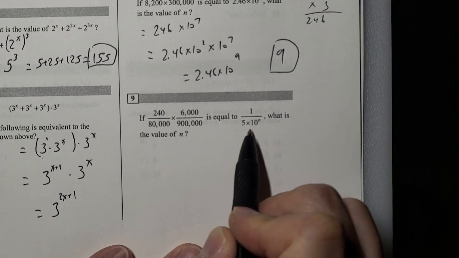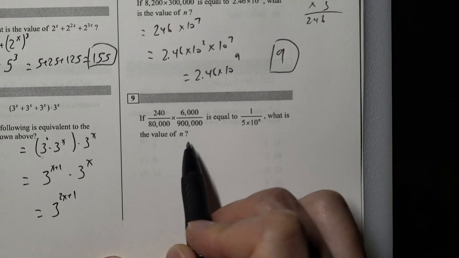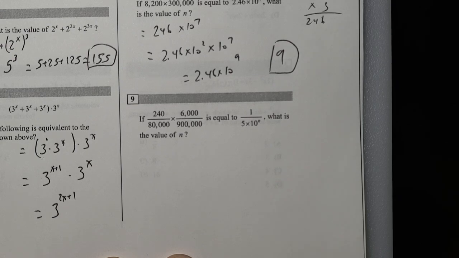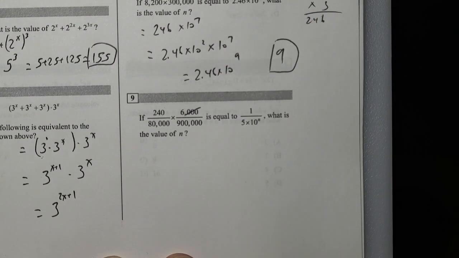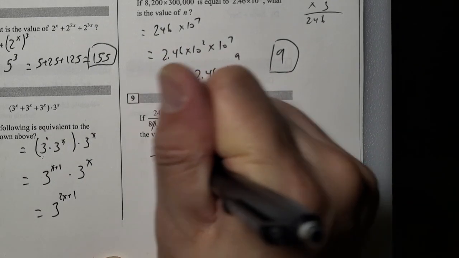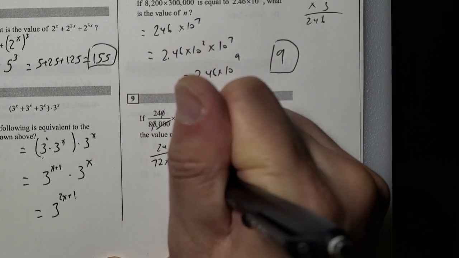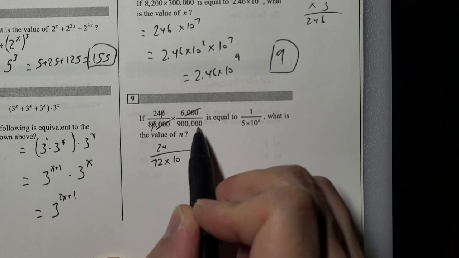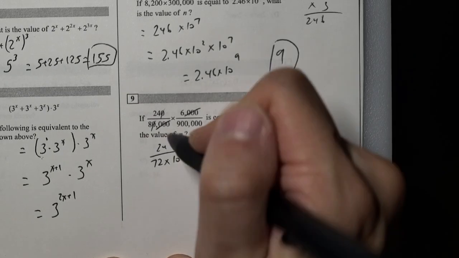This guy is equal to 1 over 5 times 10 to n. What is the value of n? Well, let's get rid of some zeros first. So 3 zeros would go away. Okay, 1 zero would go away. So what do we have left? 24 over 72 times 10 to the 1, 2, 3, 4, 5, 10 to the 5th, right?